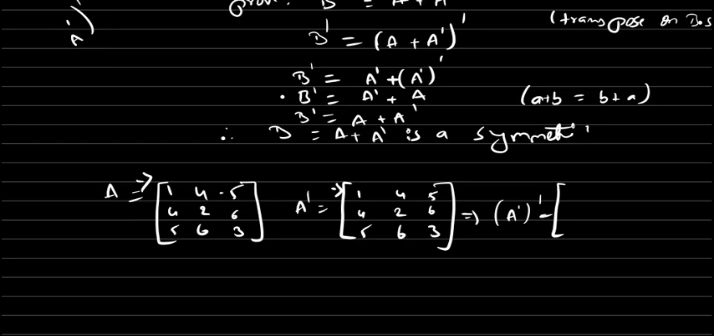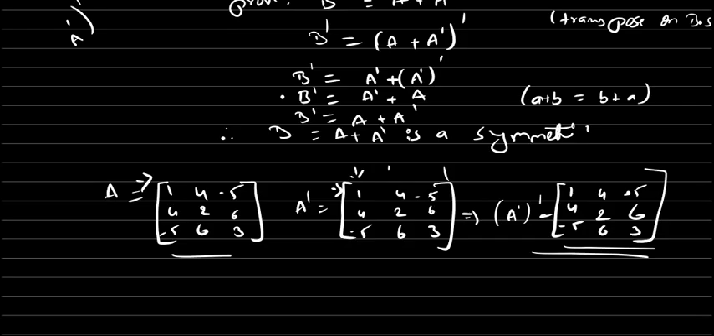Minus 5. Again, it should be same. If you consider from here also, 1, 4, minus 5. Consider the second column 4, 2, 6. Consider the third column minus 5, 6, 3. Even though there is no change in the first and second, that's why A dash is equal to A. The transpose of the matrix, again A dash dash will become A.